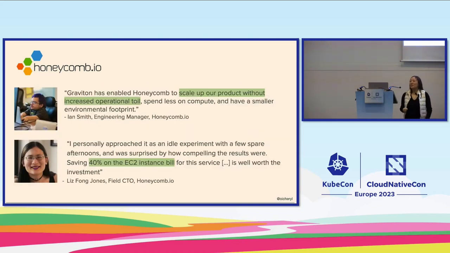And again, a couple of things that they've said about it is basically it allows them to scale up really easily and it makes it much cheaper for them. So they saved 40% on their EC2 instances. And this is actually a really good competitive advantage for them as well. They are cheaper than the alternatives in their same space because their operation costs are that much cheaper.